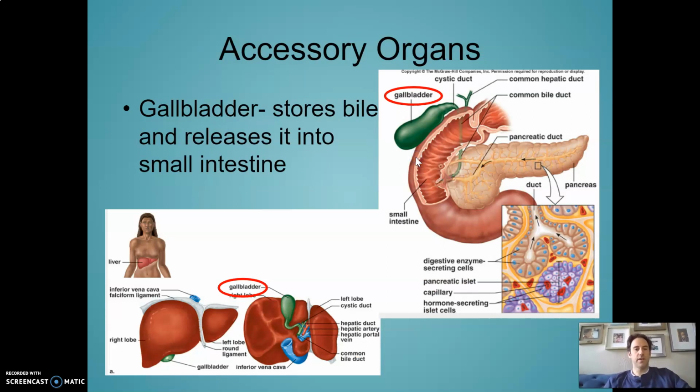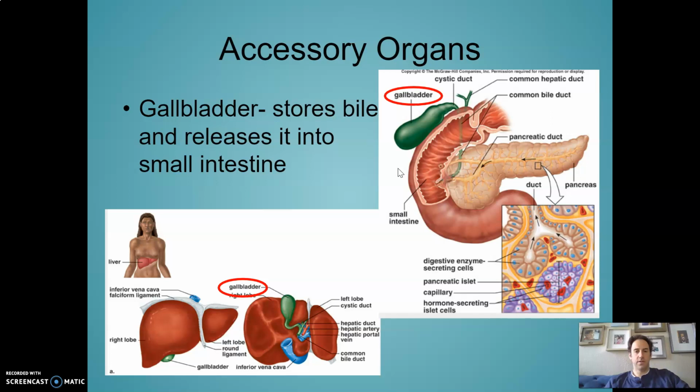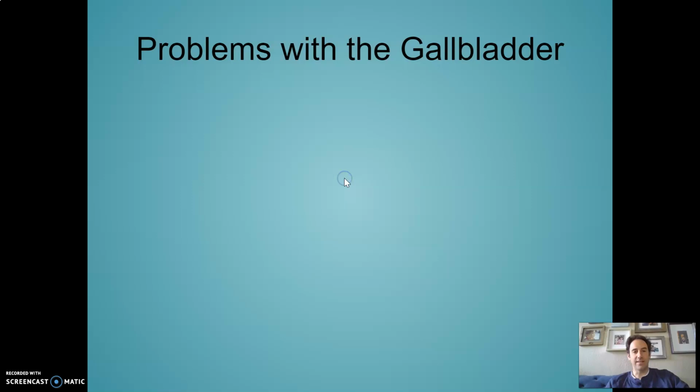The final accessory organ here is the gallbladder. The gallbladder actually works with the liver. It's tucked underneath the liver. It's this green thing, and it stores the bile produced by the liver and releases it into the small intestine. So the gallbladder and liver work together to help get the bile in the small intestine to help digest fats.